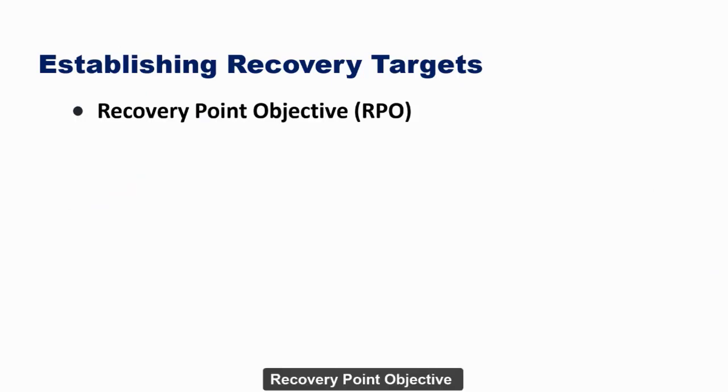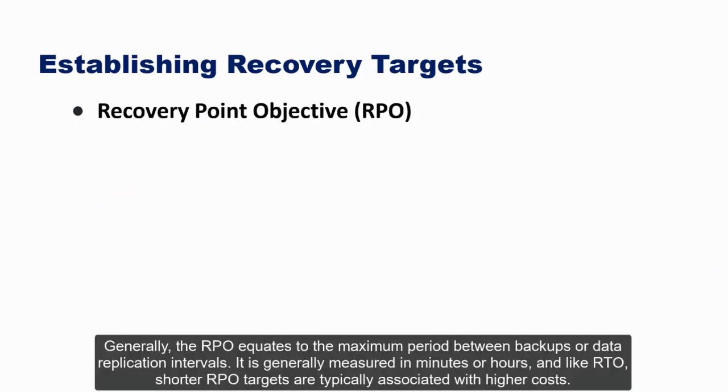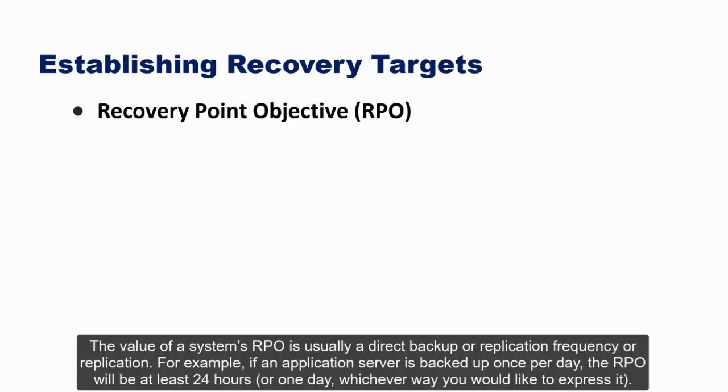Recovery point objective. Generally, the RPO equates to the maximum period between backups or data replication intervals. It is generally measured in minutes or hours, and like RTO, shorter RPO targets are typically associated with higher costs. The value of a system's RPO is usually a direct function of backup or replication frequency. For example, if an application server is backed up once per day, the RPO will be at least 24 hours, or 1 day, whichever way you would like to express it.